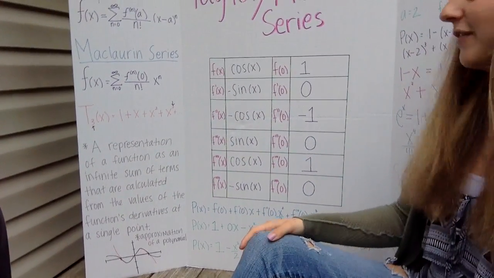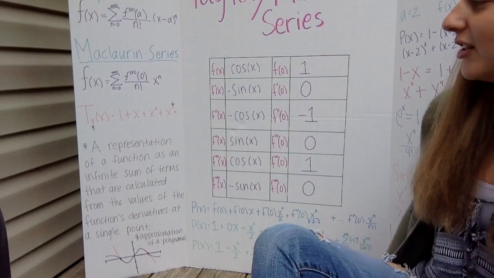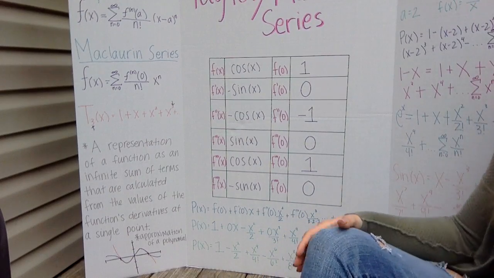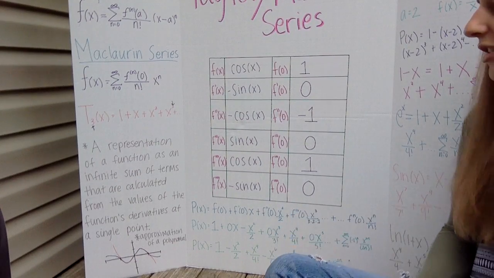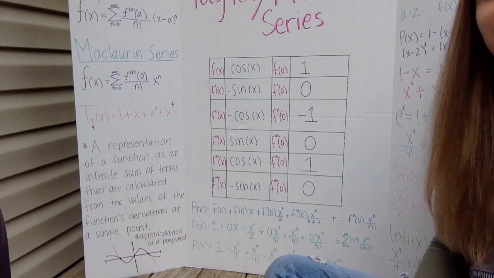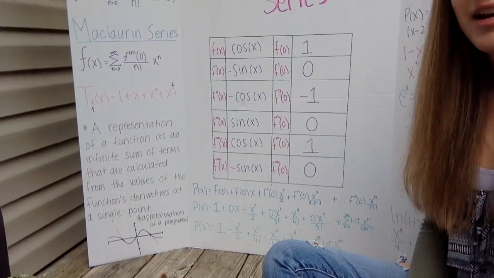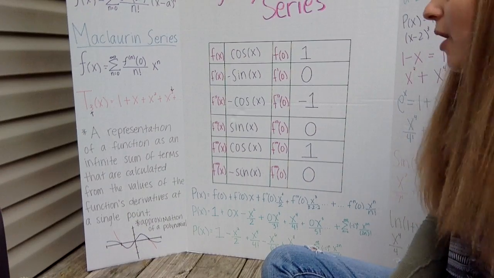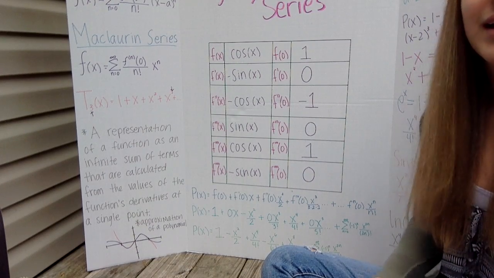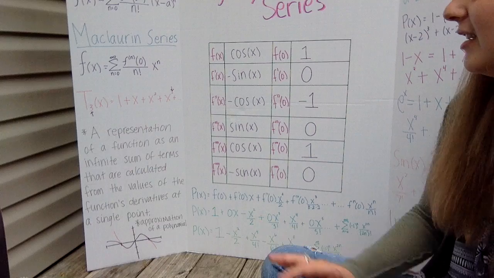Taylor series is defined as a representation of a function as an infinite sum of terms that are calculated from the values of the function's derivatives at a single point. And what a Taylor series does is approximate a polynomial by adding up an infinite series of sums.